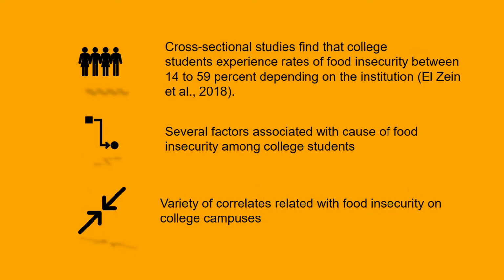Food insecurity goes beyond the US as well, and you can look at it more specifically in certain areas like college students, which we did in this study. So not only does food insecurity affect U.S. families and households, but college students and campuses as well. However, research on the prevalence of food insecurity on college campuses is rather limited, though cross-sectional studies find that college students experience rates of food insecurity between 14 to 59% depending on the institution or the college.